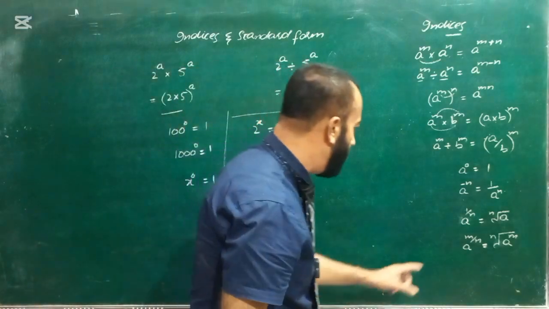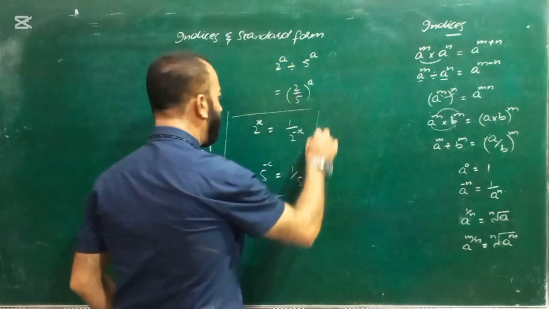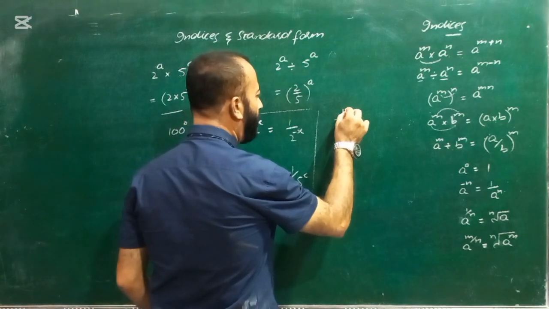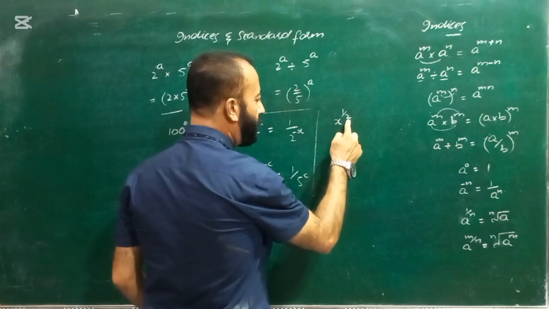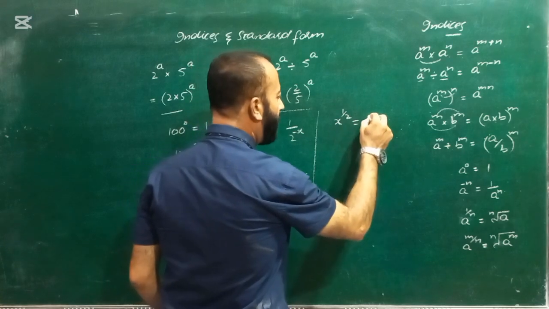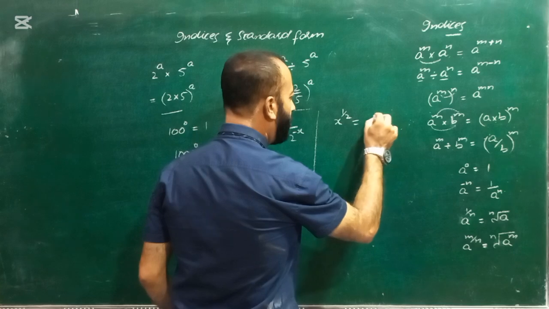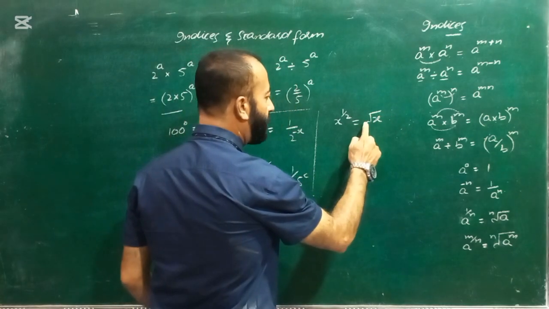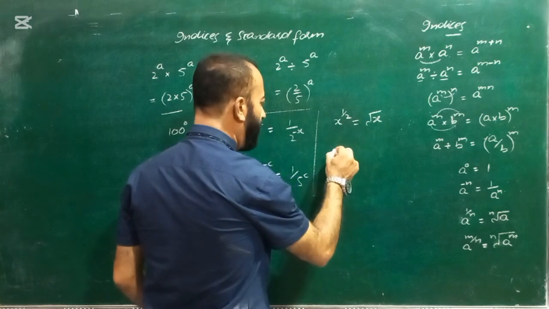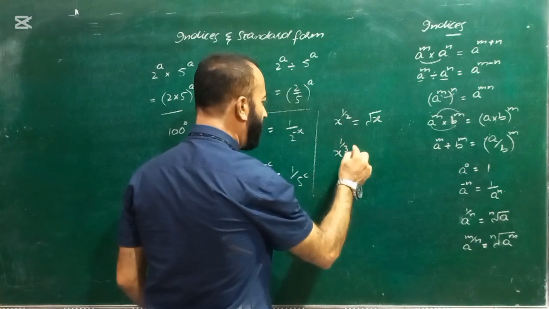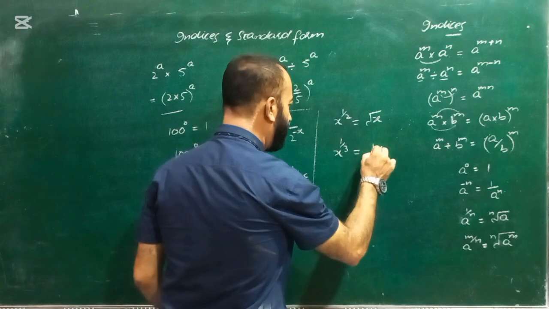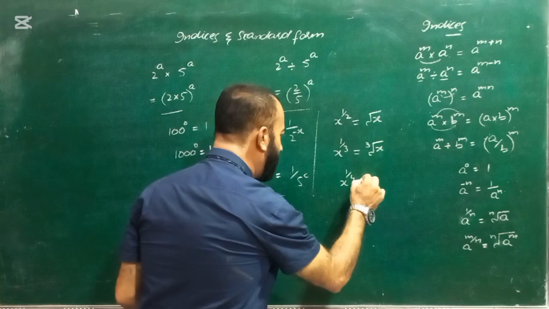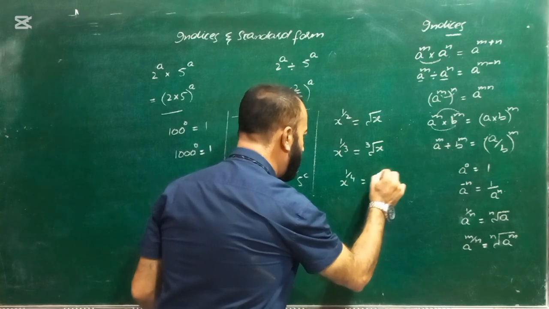So the next rule is, if the nth root is given. So look now, if it is given that x raised to the power 1 by 2, you know 1 by 2 is the value of the square root. So this will be the answer because this root actually has the value 1 by 2. Likewise, if x raised to the power 1 by 3 is given, that will be equal to the cube root of x. Likewise, if x raised to the power 1 by 4 is given, it will become the 4th root of x.